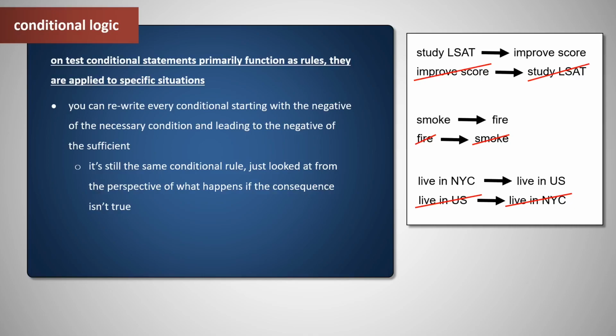What I want you to remember is that every time you see a conditional statement, you can simply flip and negate it. So you need to do both. You do need to flip and negate it, because what you're saying there is that if the consequence isn't true, the rule has not been activated. And actually, there's a term for this, and the term for this type of writing is called the contrapositive. And that's another technical term. And I'll be using it in my videos, and it sometimes appears on the test as well.